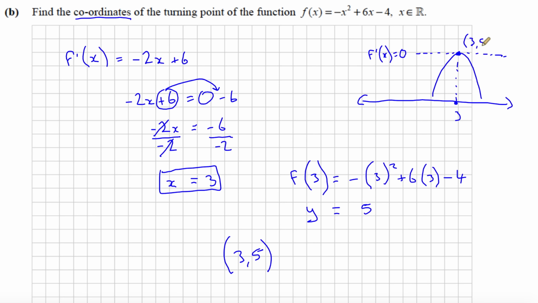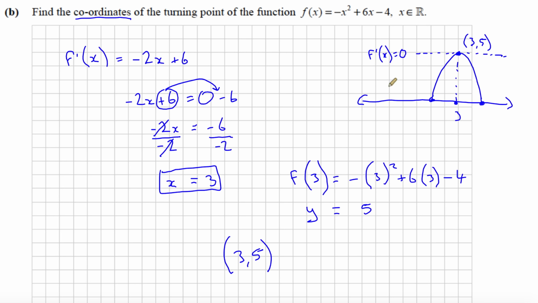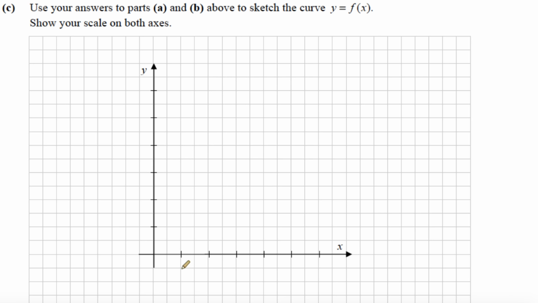So that's going to be there, and we also know where this curve crosses the x-axis. That's the solution to the answers to part A. The two roots of the quadratic equation are where the graph of the quadratic function crosses the x-axis. So 0.8 and 5.2 are these points here and here. So we can label this 1, 2, 3, 4, 5, 6, and going up, we'll go up in ones as well.